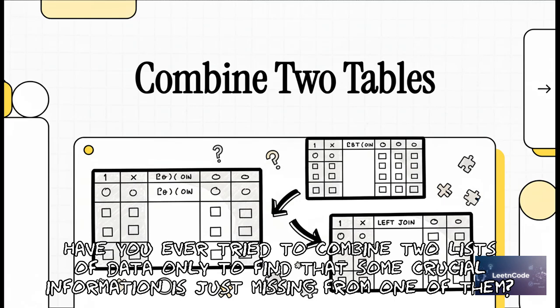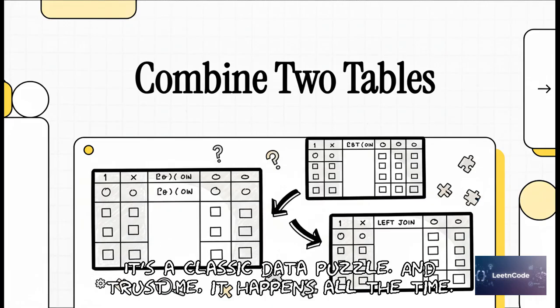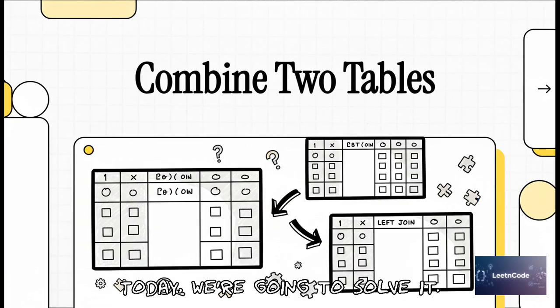Have you ever tried to combine two lists of data, only to find that some crucial information is just missing from one of them? It's a classic data puzzle, and trust me, it happens all the time. Today, we're going to solve it.